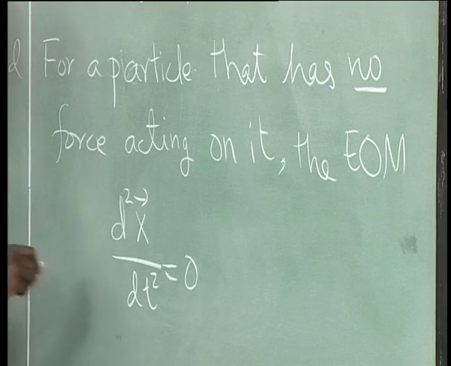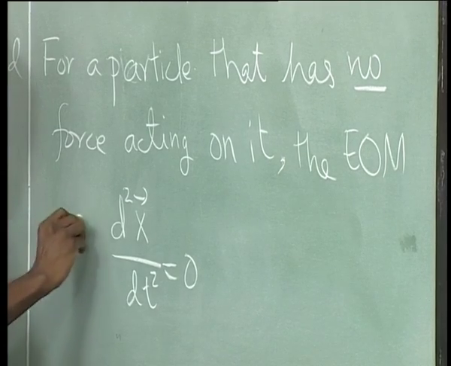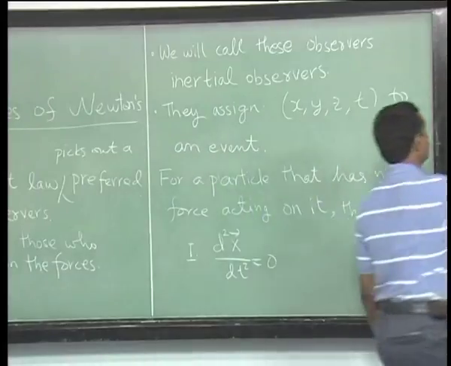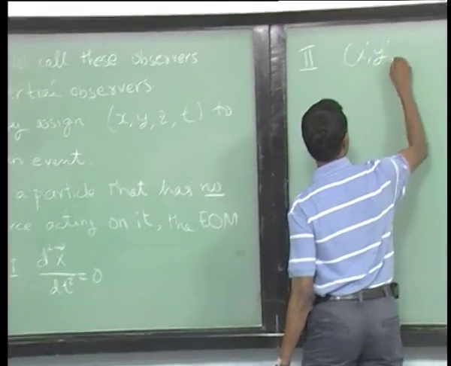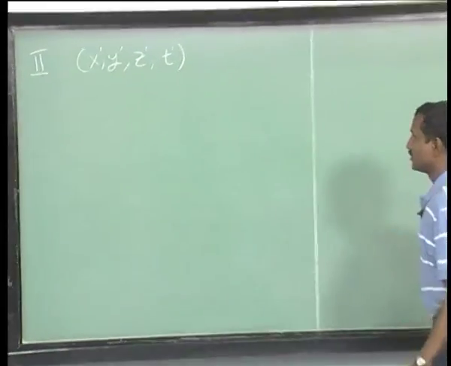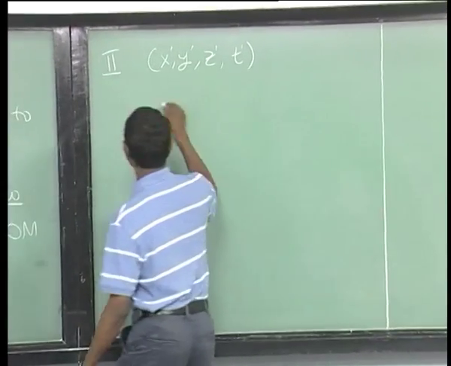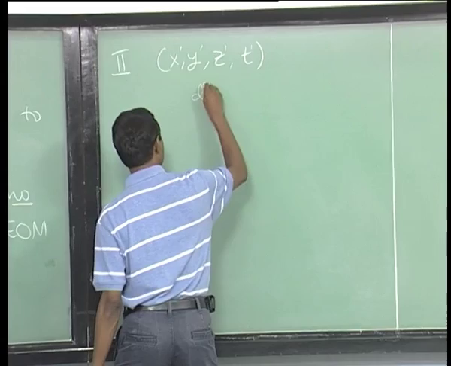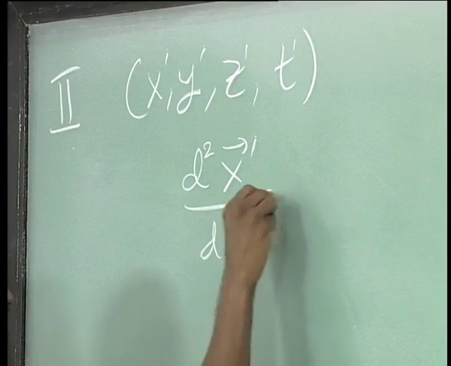So, let's choose a situation where this is observer 1, and let us say observer 2 assigns coordinates x prime, y prime, z prime, t prime to the particle, and they do not even have to agree on time, and the equation of no force for this person would be this.